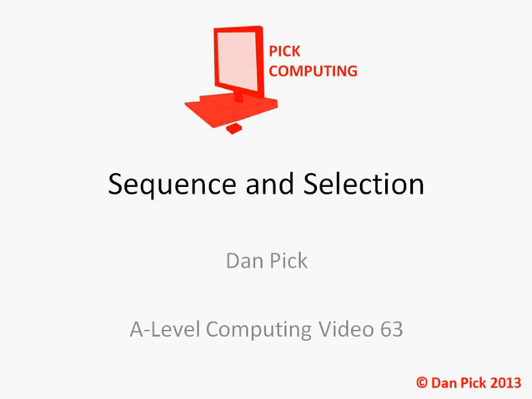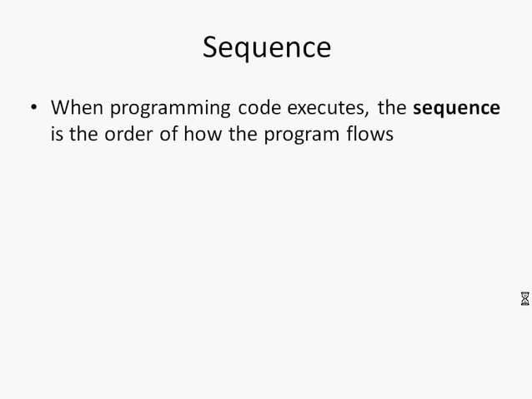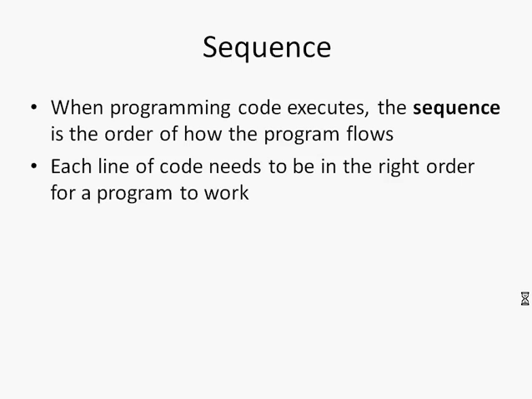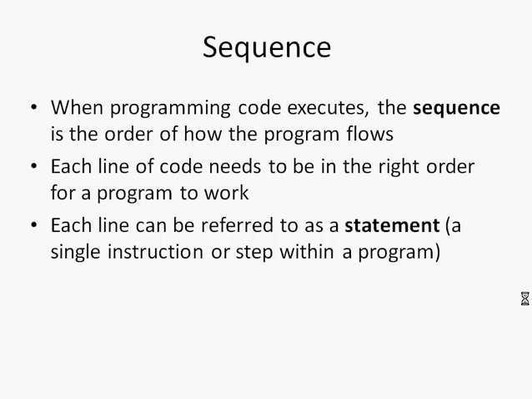Sequence and selection. These are two basic principles of programming that you're going to need to get your head around. So first of all, sequence. When programming code executes, the sequence is the order of how the program flows. Each line of code needs to be in the right order for the program to work correctly.